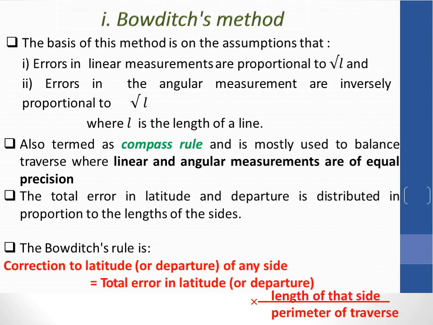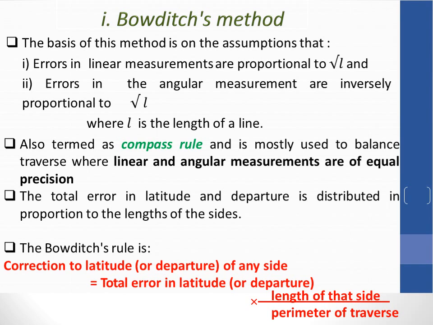L is the length of a line. Say there is a traverse like A, B, C, D, E, A. It is a type of traverse, right? So AB is a particular length. Whenever we are computing the error of that particular length, for example AB, the error in linear measurement will be directly proportional to the root of L. If L is 25 meter, then the error of linear measurement will be proportional to root L, that is 5. And error in angular measurement will be inversely proportional to root L. These are the two assumptions made in Bowditch's method.